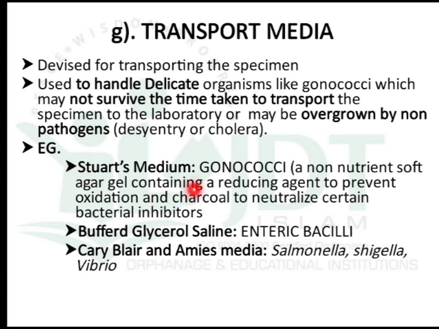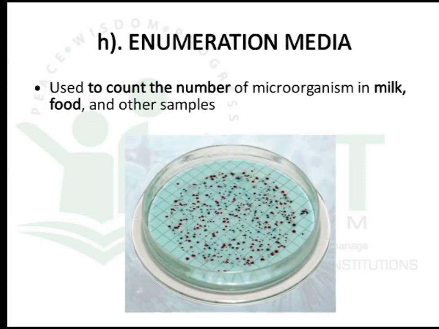So these are the examples: Stuart media, buffered glycerol saline media and Cary-Blair media are examples of transport media, which are used to handle delicate organisms which will not survive during the transport of that specimen. So next one is enumeration media. These are used to count the number of bacteria in milk and other samples. Just a media to count the bacterial count.